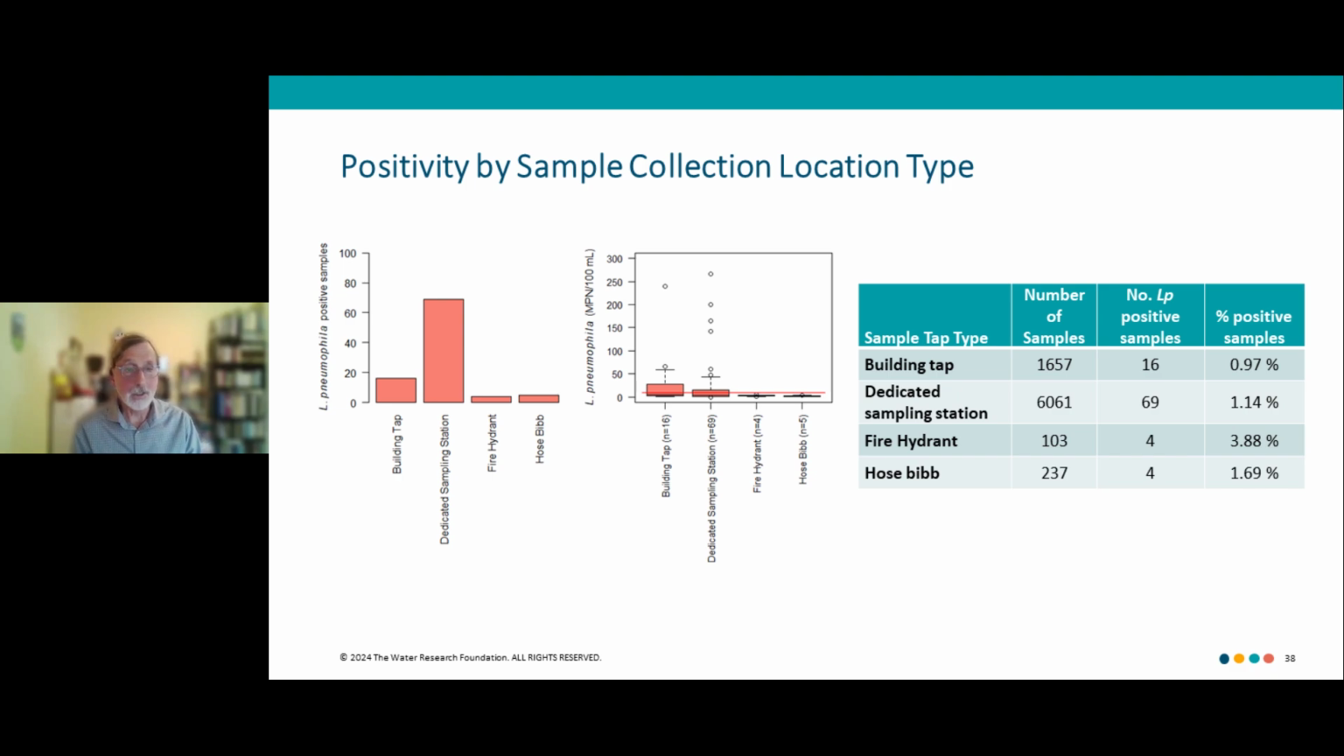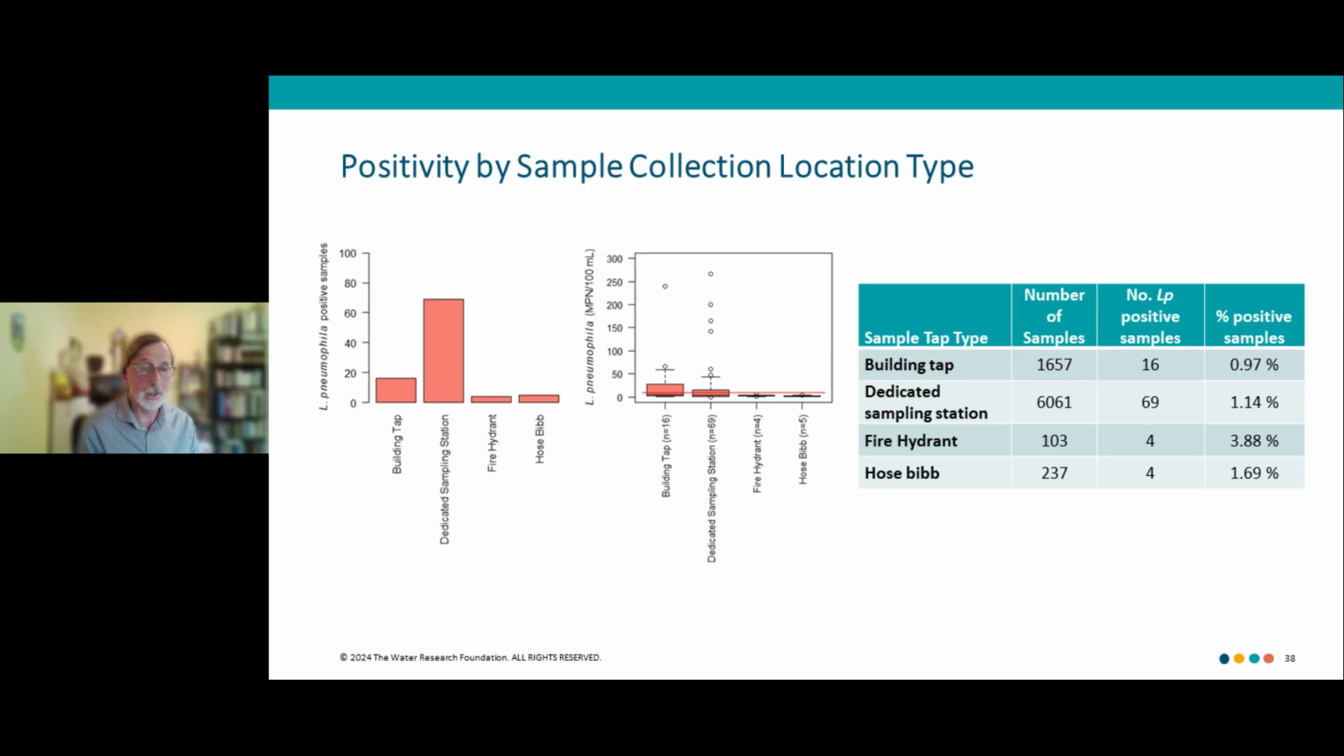Positivity by sample collection location type. And I'll credit Randy McEwen, who also worked on this project and maintained the data. Randy painstakingly worked with the utilities to characterize each of the sample collection location types as either a building tap, so you're in a firehouse and sampling from a faucet near the point of entry on the building, a dedicated sampling station, and the definition of dedicated sampling station was left to the discretion of the utilities, a fire hydrant or a hose bib.